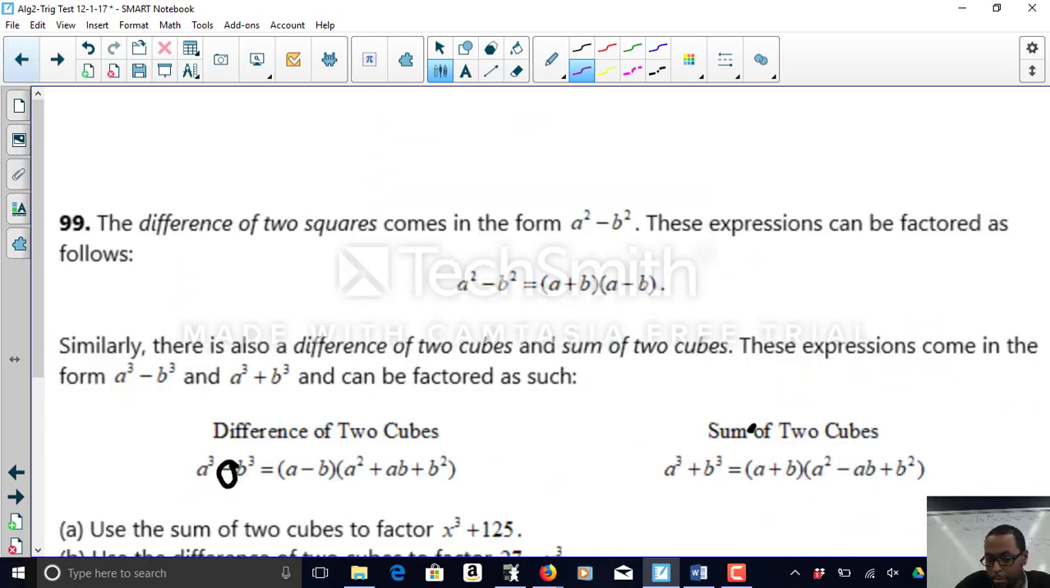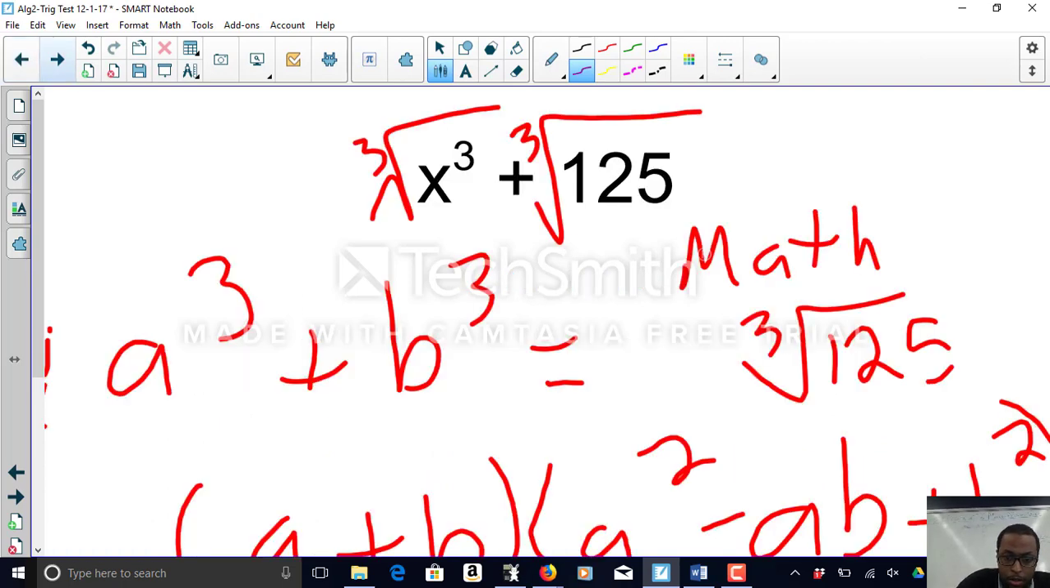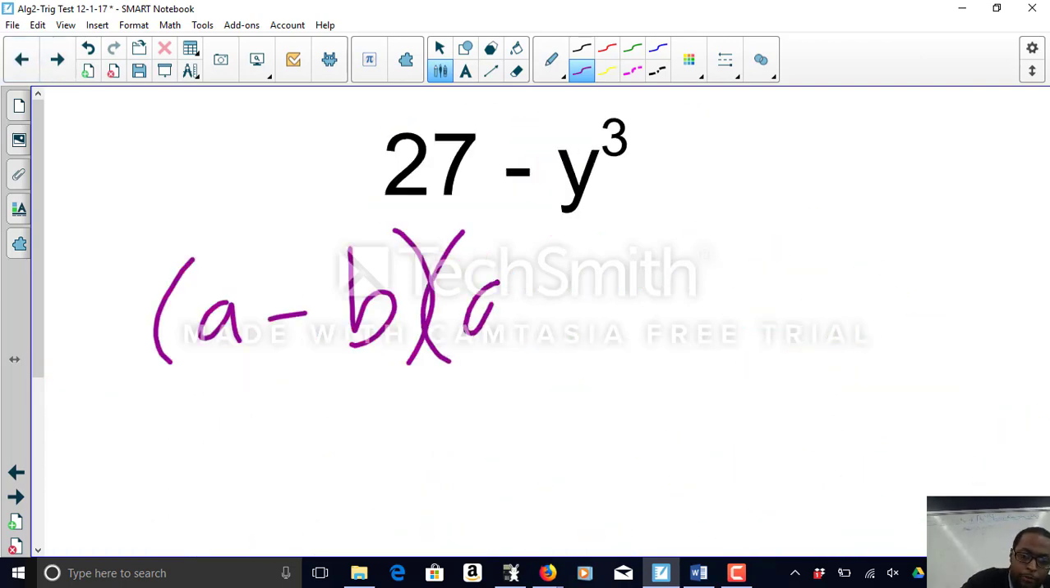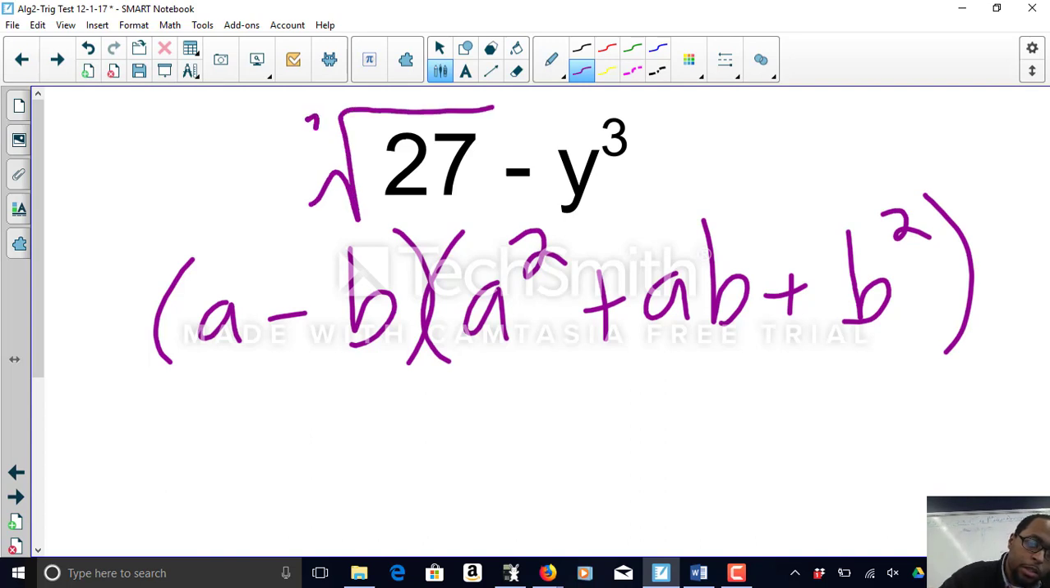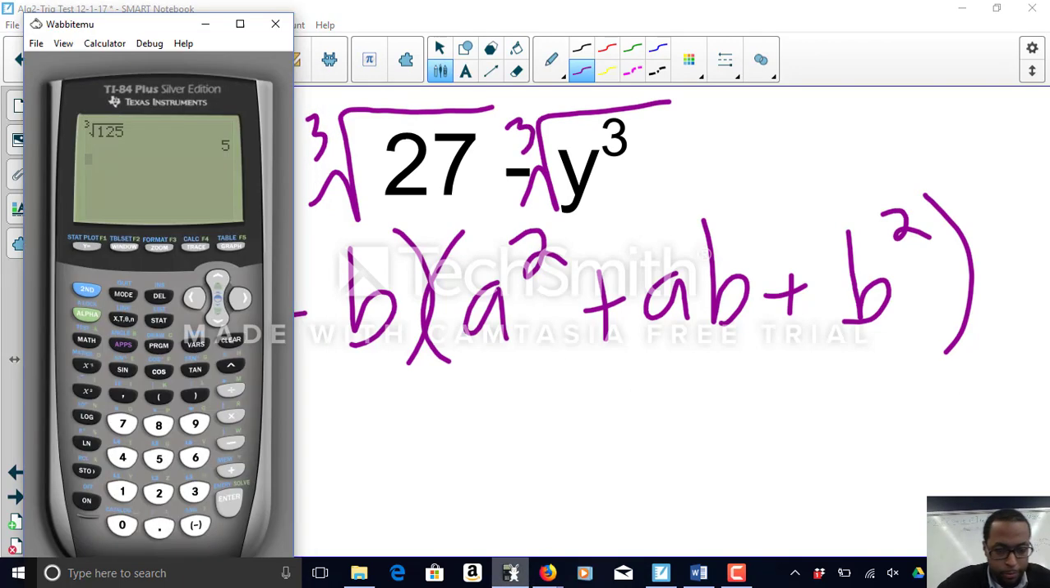Parentheses a squared plus ab plus b squared. So it's going to be a squared plus ab plus b squared. And again, how do I figure out A and B? It's simple. I'm going to do the cube root of this, and I'm going to do the cube root of this. Okay, so again, let me do the cube root.